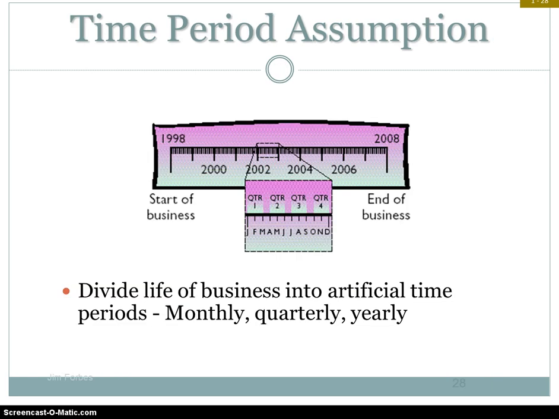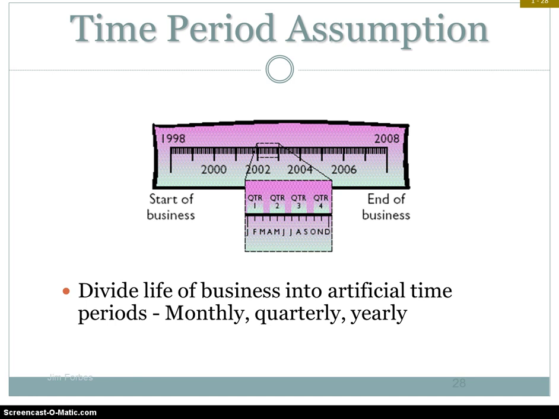Time period assumption: we divide the life of the business into monthly, quarterly, or yearly time frames. Monthly is usually used for internal users so they can use it in making management decisions of how to run the company. The SEC does require publicly traded companies to report quarterly and yearly. Please understand, when they're reporting yearly, that there are two types of yearlies. The first one is called the calendar system, and that calendar period is starting, as it suggests, January 1 and ends December 31.